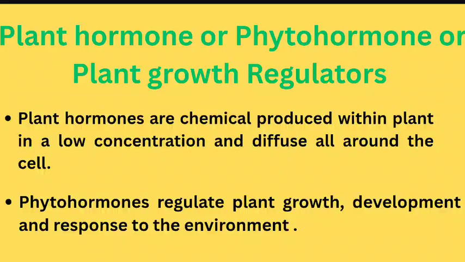So plant hormones are basically chemicals that are produced within a plant in low concentration and diffuse all around the cell. Phytohormones regulate plant growth, development and response to the environment. So these hormones regulate plant growth and development, and after all they will respond to the external stimulus.